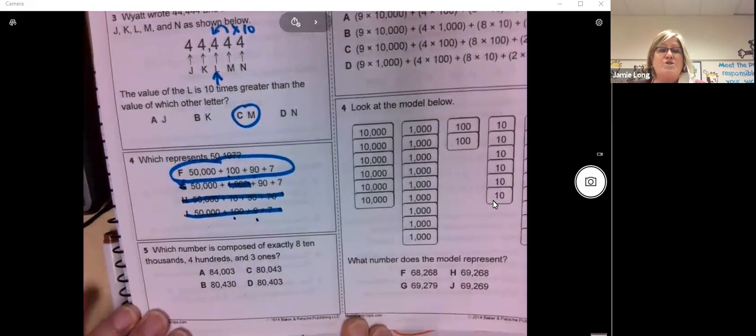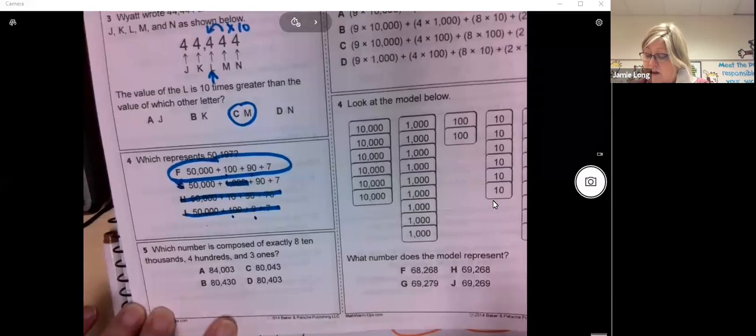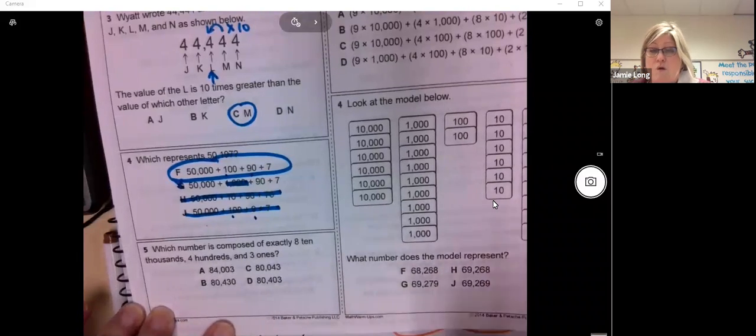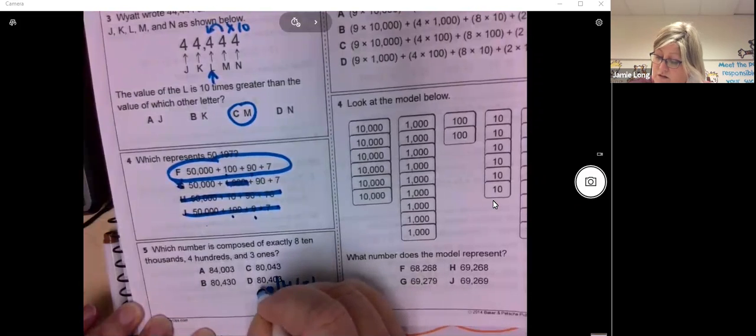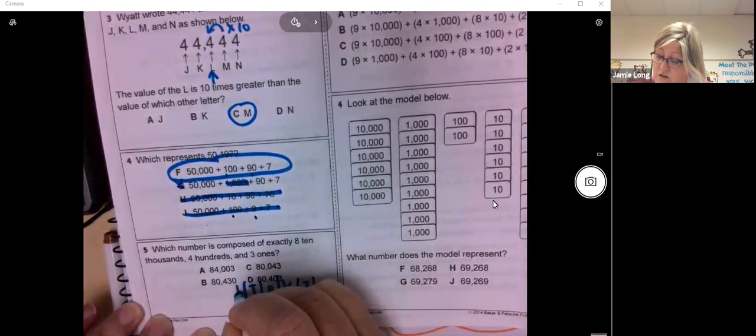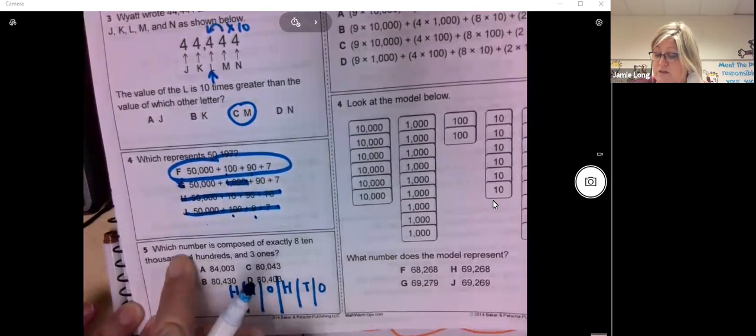Number 5, which number is composed of exactly 8 10,000s, 400s, and 3 ones? And like I told them in class today, I would always, always, always suggest making a place value chart and using it. Ones, tens, hundreds, and then ones, tens, hundreds. Because when they give you a question like this, they are going to have you put it in the place value chart, and then you're just going to put zeros every place that you didn't put a number.